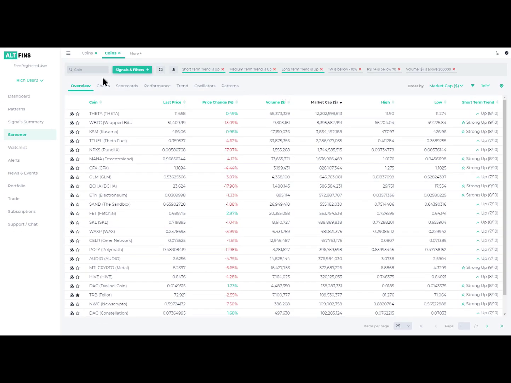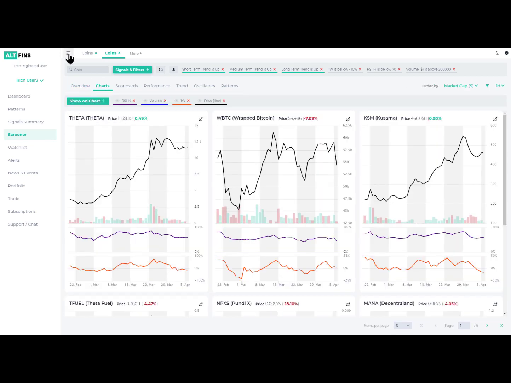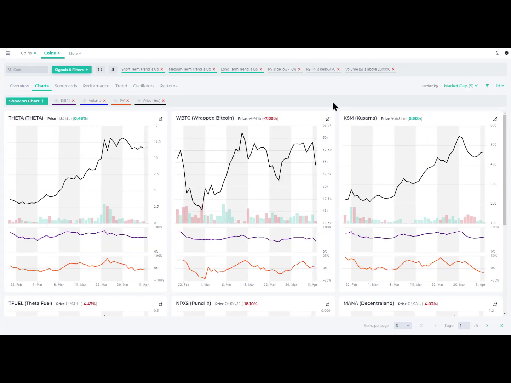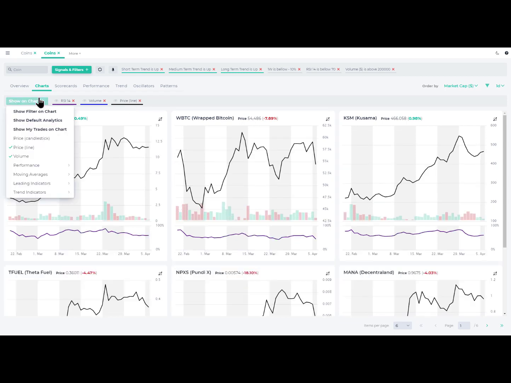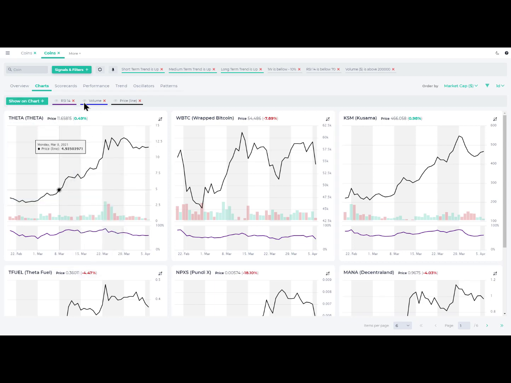These should be coins that have a nice uptrend, but have experienced a pullback. And so the graphs should look like this. You're seeing an uptrend in general, but a pullback recently. And I'm going to change a few of these things here. Basically, I'm going to change that to candlesticks.